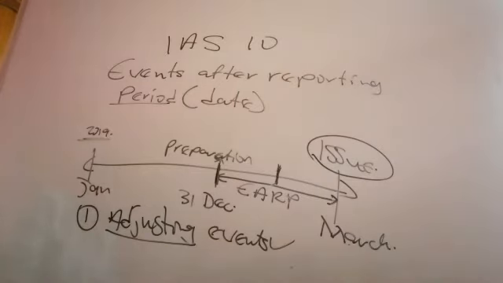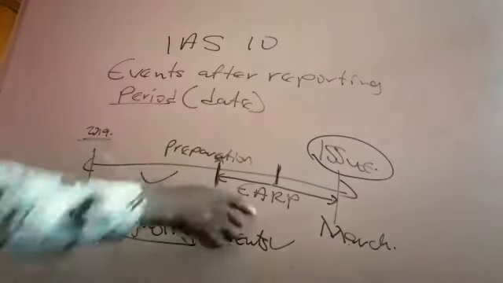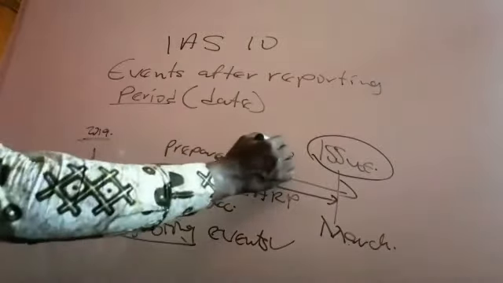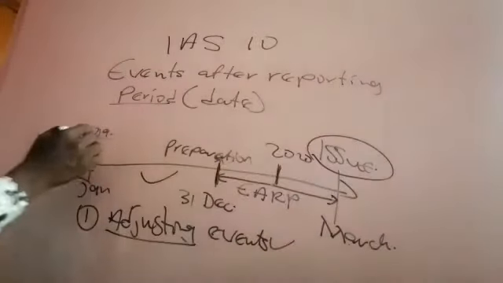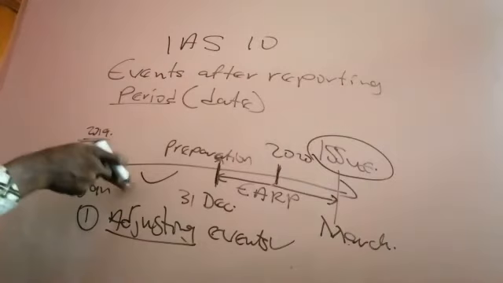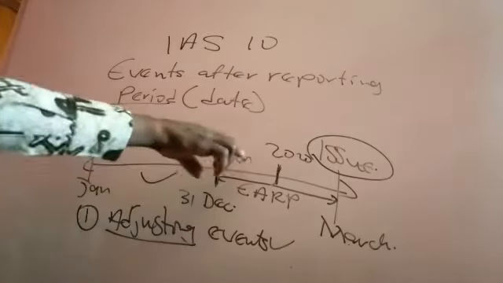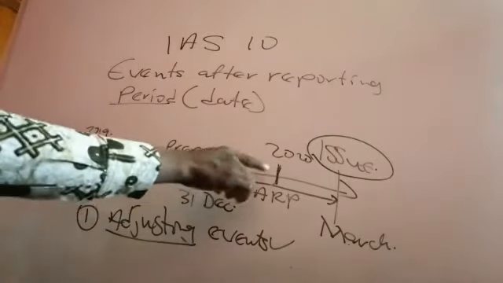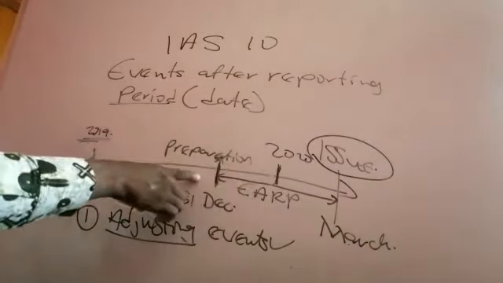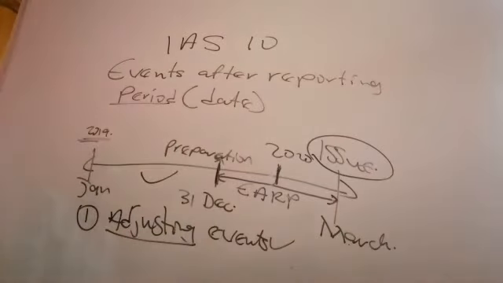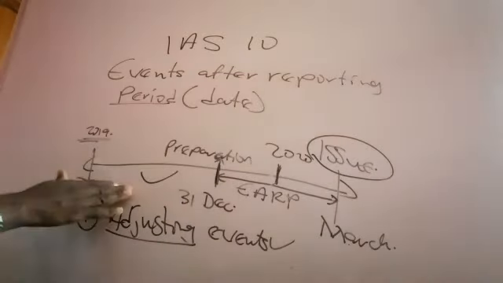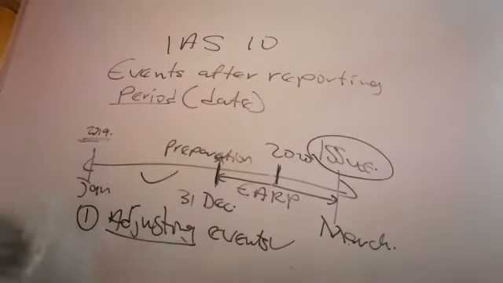So if that transaction is an asset, make sure that you include it in this particular financial statement, not the 2020 financial statement. It'll be 2020, right? And here 2019. So include it in the 2019 financial statement because it is an adjusting event. Why? That's evidence that this transaction exists before the year end. So it must be part of this year because it was there before the year end.